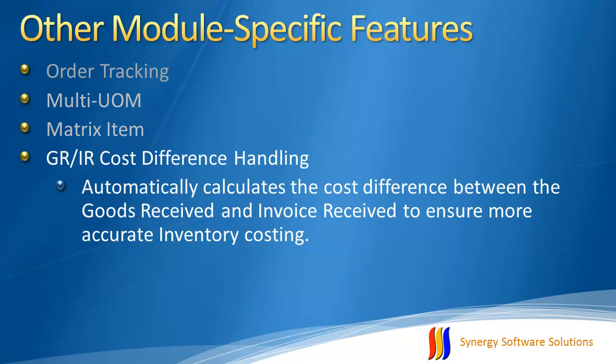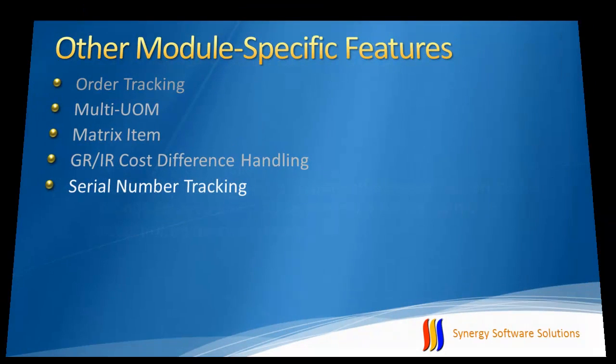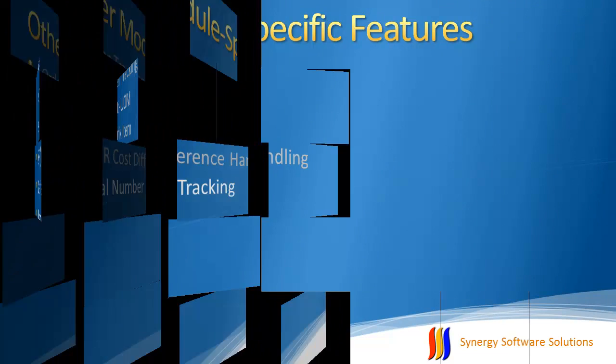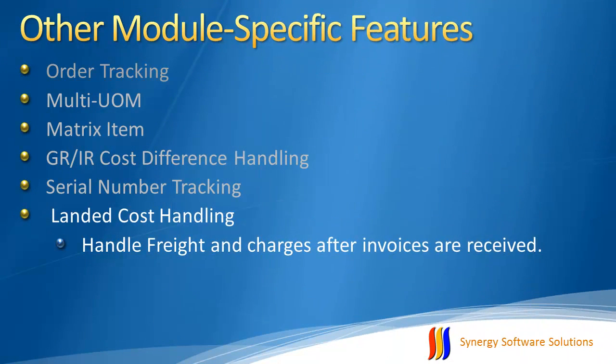Cost difference between goods received and invoice received is calculated and adjusted automatically to ensure more accurate inventory costing. Tracks serial numbers for an item across sales and purchase processes. Allows input of freight and any other charges after an invoice is received. It is also possible to have charges from a different vendor than the one in the invoice received.